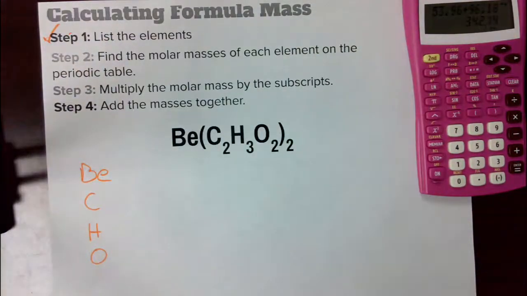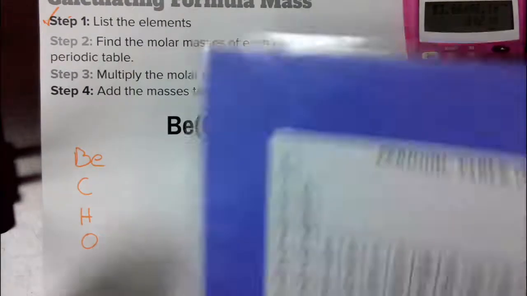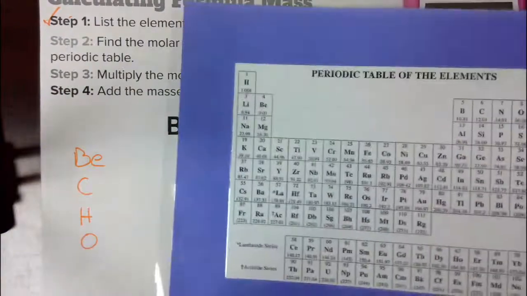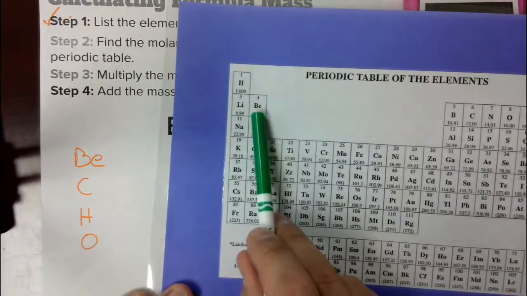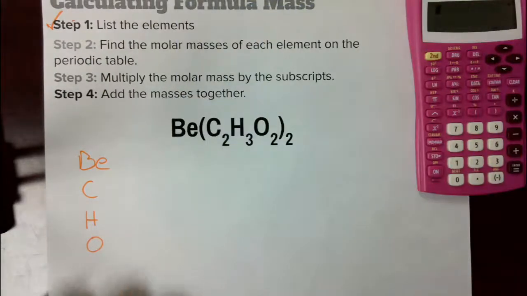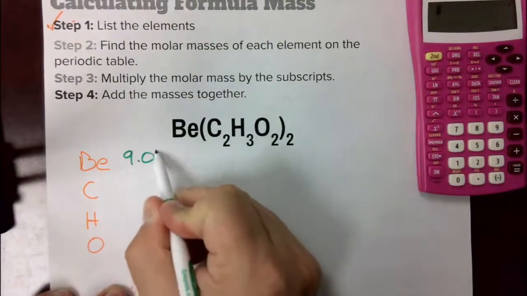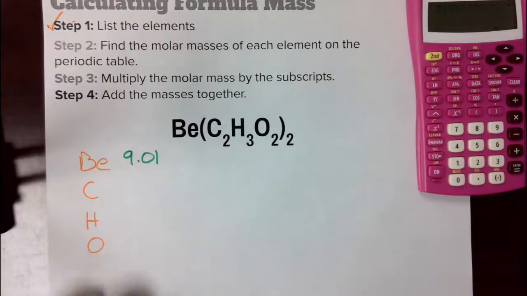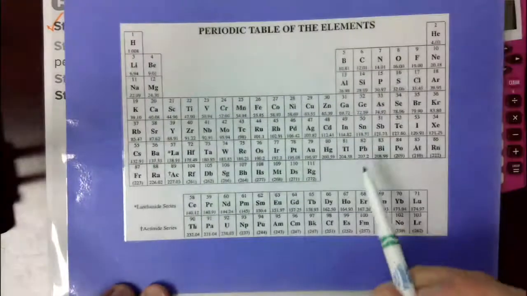Step 2 says find the molar masses of each element on the periodic table. So we're going to use our periodic table to find that out. Beryllium is element Be. There it is right there. The mass is 9.01. Carbon, C. There it is, 12.01.